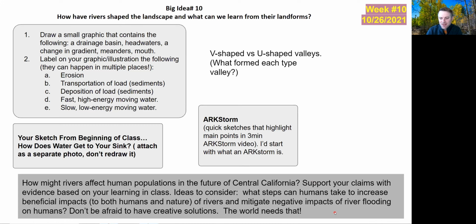So some ideas to consider. What steps can humans take to increase beneficial impacts of flooding, both human and natural, on humans and on nature, like ecological type stuff? And what can we do to mitigate some of those negative impacts of river flooding on humans? So don't be afraid to have creative solutions.